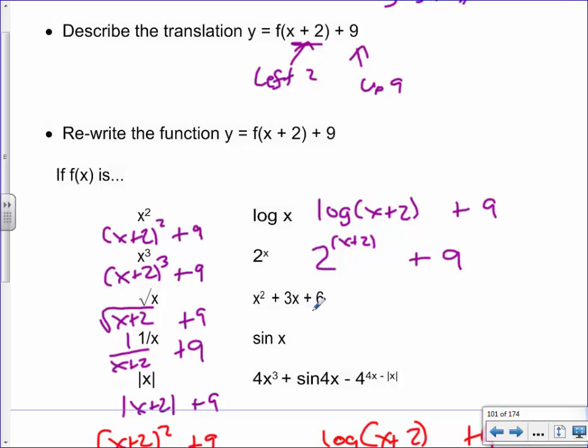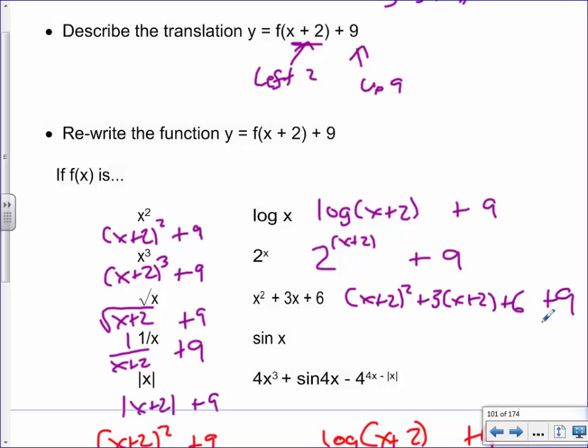For both x's, make it x plus 2, then square. Add 3, x plus 2, plus 6. And then when you're done all of that, add 9. The 6 and the 9, by the way, you could add them together.